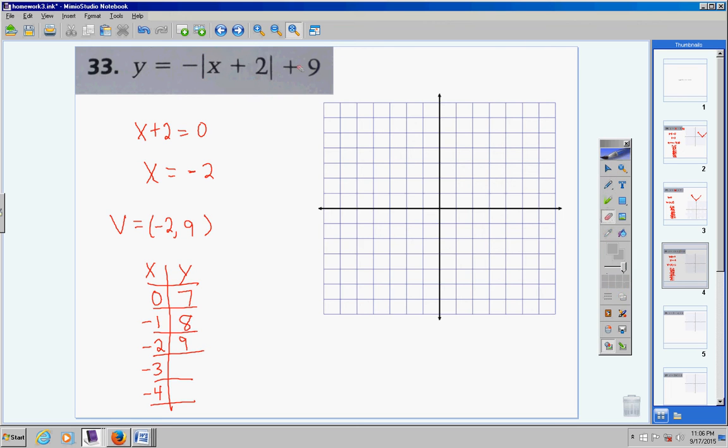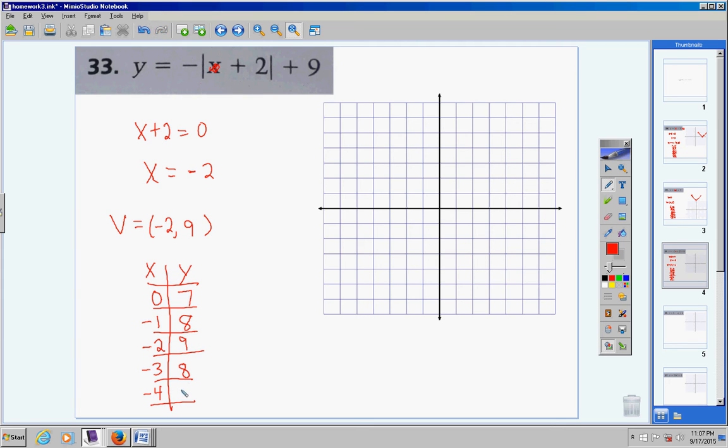Alright, let's take a look at putting a negative 3 in. Negative 3 plus 2 is negative 1, but the absolute value of negative 1 is 1, but there's a negative on the outside, so this entire thing is negative 1, positive 9. That's going to give me a positive 8.